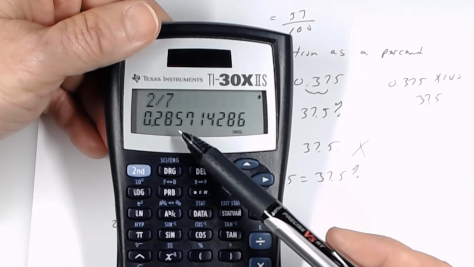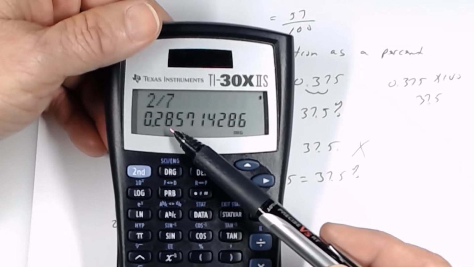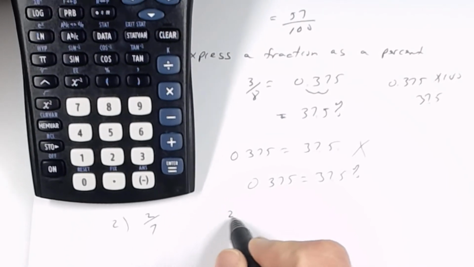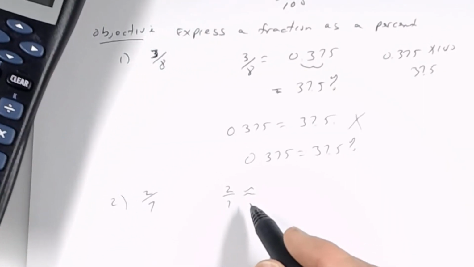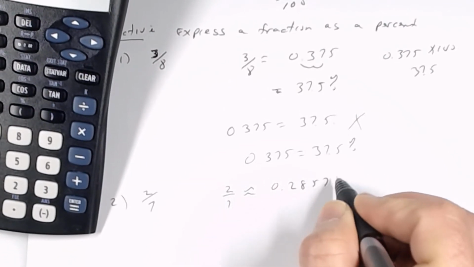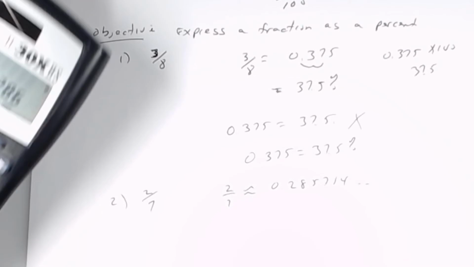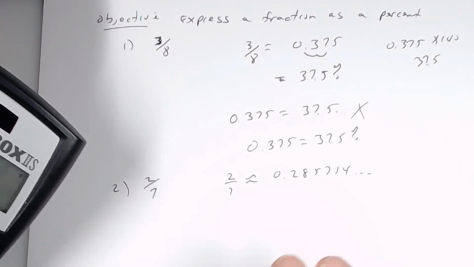Okay, so let's go ahead and first of all, multiply by 100. So do y'all agree that 2 sevenths is approximately equal to 0.2857114 and so on? Y'all agree? Yes or no? Okay.